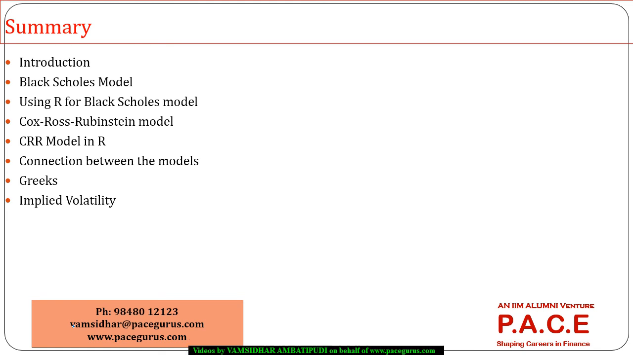As a part of this session, I thought I should cover all these things. We have looked in depth at the Black-Scholes model and how we implement it in R. Then talked about the Cox-Ross-Rubinstein model, which is the same as the binomial tree model. Tried finding out what kind of relationship exists between the models. Then we spent some time looking at the Greeks and the relationship that exists between different Greeks, and how we really get into that kind of a mechanism. Then we have also looked at implied volatility and how implied volatility changes with the strike prices.